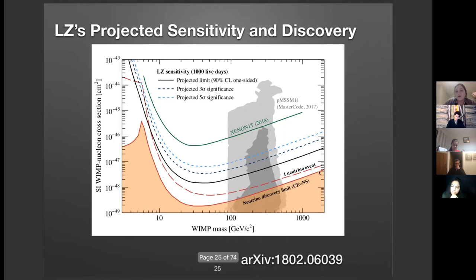And what's very important is that neutrinos from the sun, and then from cosmic ray interactions in our atmosphere at higher energies, will start giving us nuclear recoils in this red and orange zone. So it'll make it much harder to look for a dark matter signal when we're probing that sensitively.